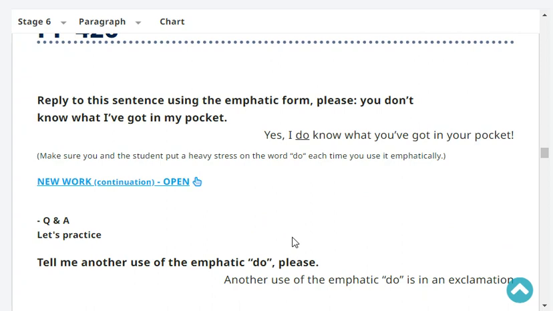You don't know what I've got in my pocket. Reply to this sentence using the emphatic form, please. You don't know what I've got in my pocket. Yes, I do know what you've got in your pocket. Very good.